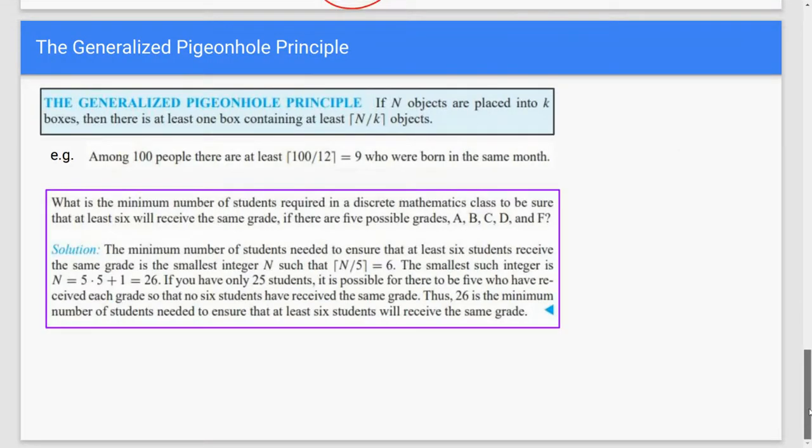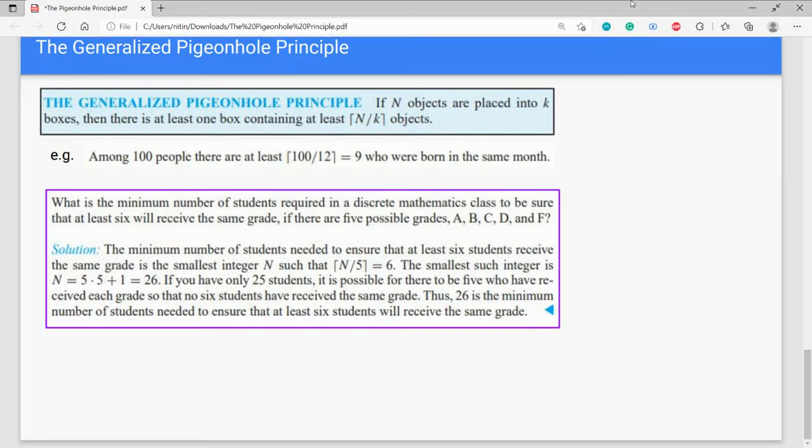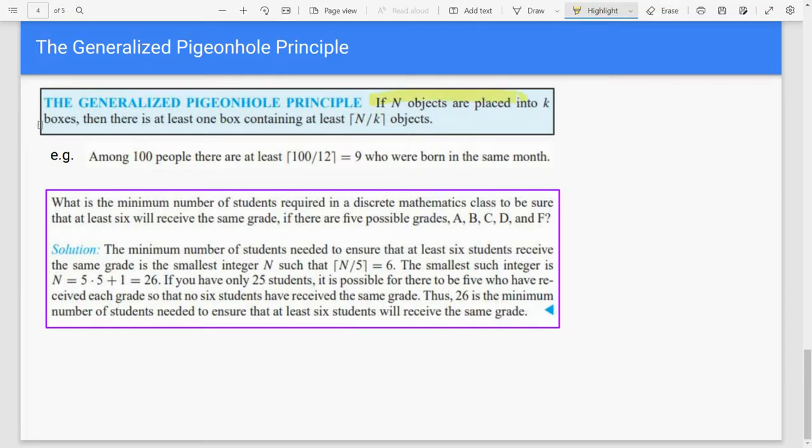There is something called the generalized pigeonhole principle. So what is the generalized pigeonhole principle? It tells you that if n objects are placed into k boxes, and here we are talking about n objects, not k plus one or k plus two, then there is at least one box that will contain at least the floor of n divided by k objects.